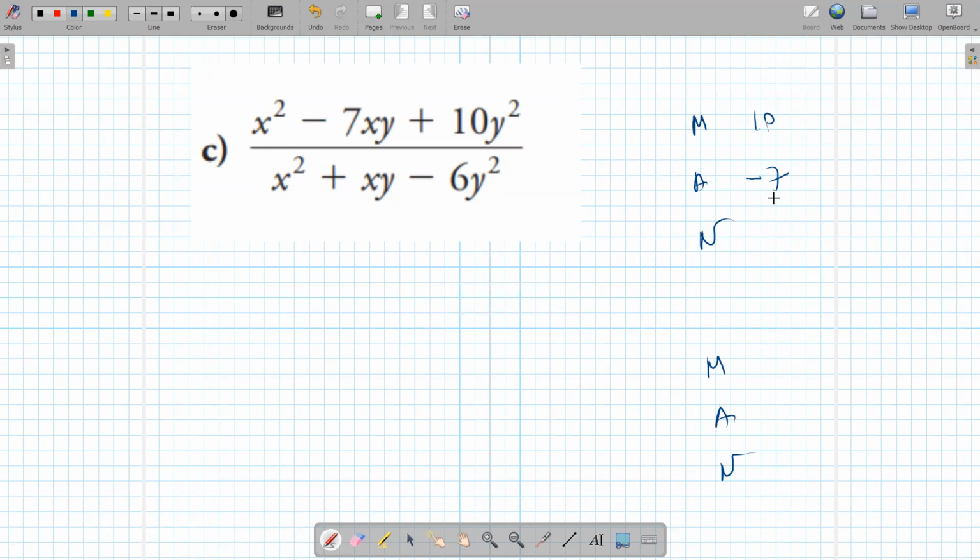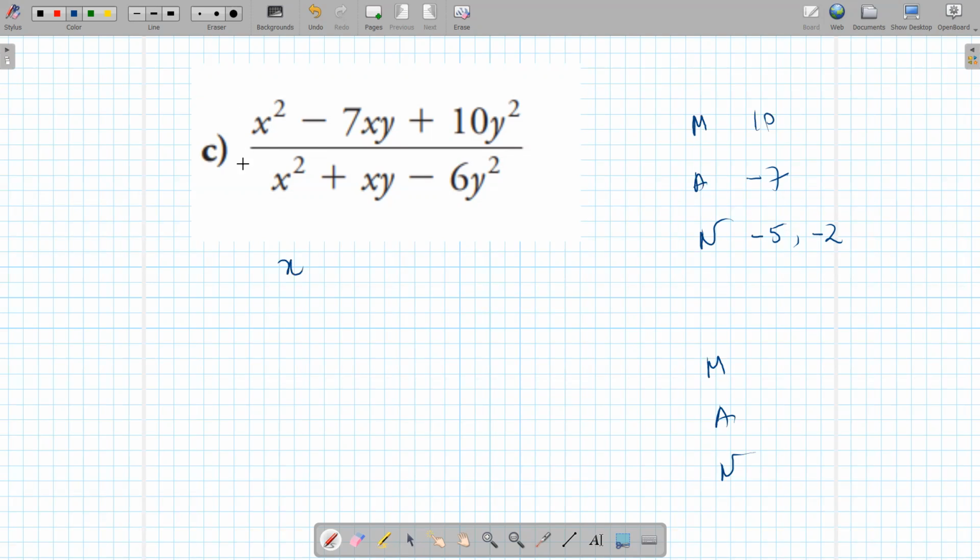There are two things that multiply to 10. 1 and 10 would never add up to -7. What's the other set? 5 and 2. Right. Which one's negative? Which one's positive? Just 5 and 2 multiplies to 10, but doesn't add up to -7. That means we need -5 and -2, okay? That's for the numerator.